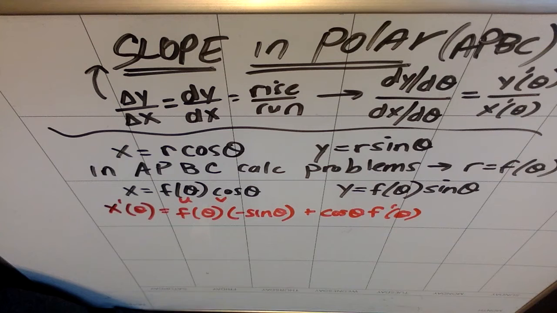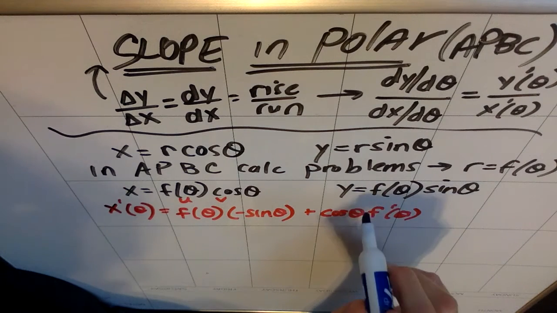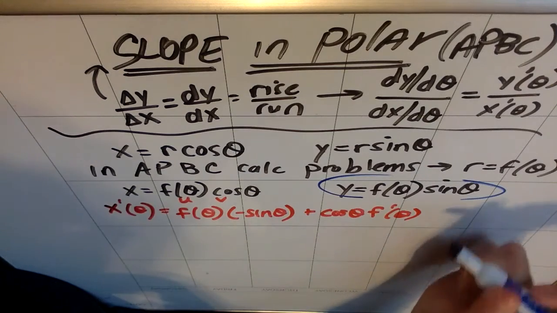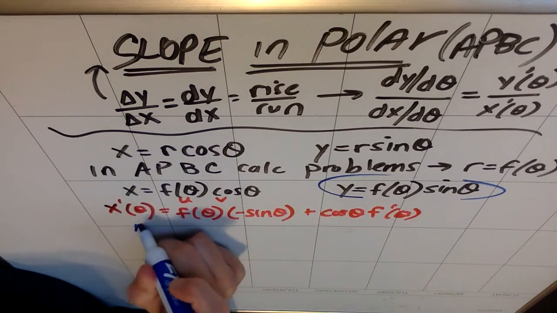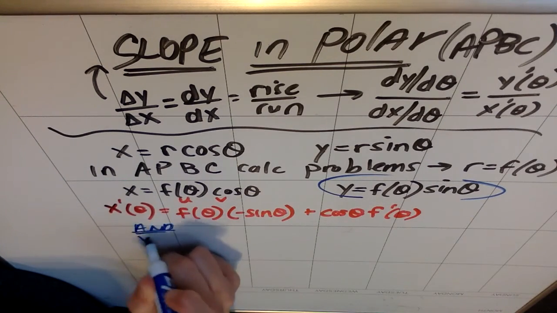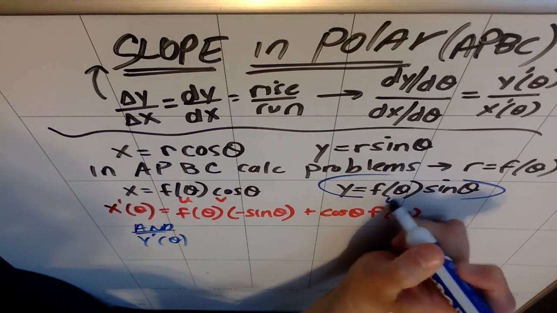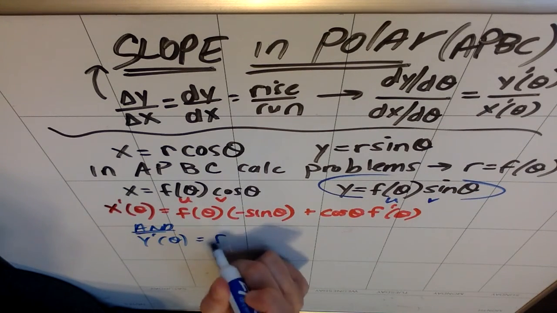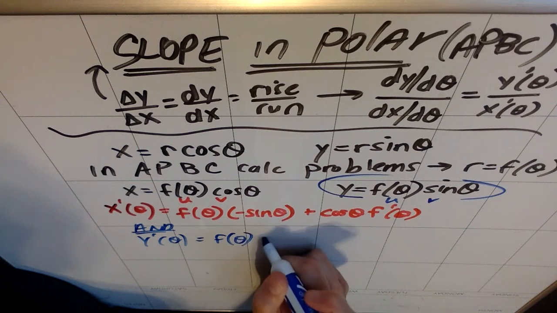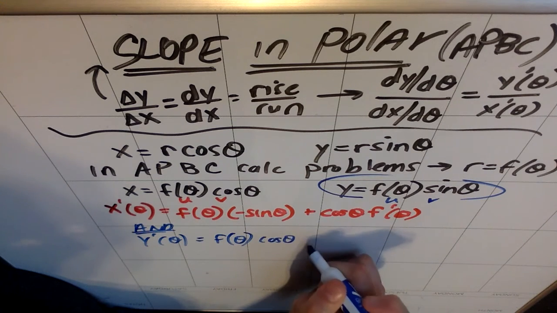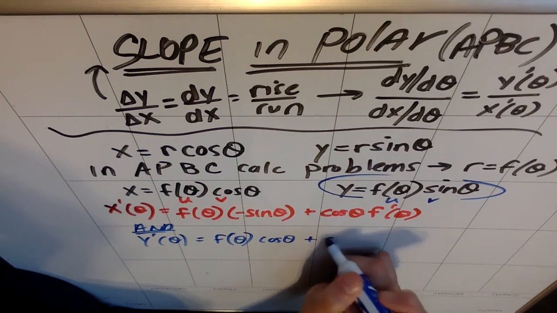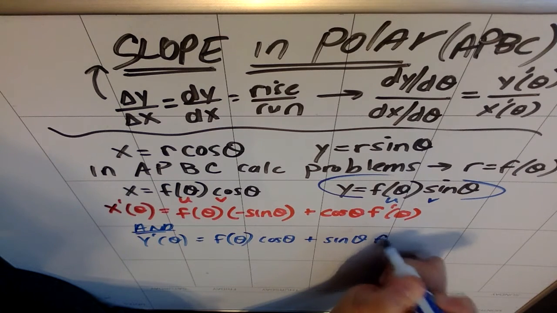And if I want to find my y prime of θ, my dy/dθ, I'm low on space, so I'm just going to write it by the same rule. I've got a u and a v: u is f of θ, dv is going to be cosine θ, plus v, which would be sine of θ, du, which will be an f prime of θ.